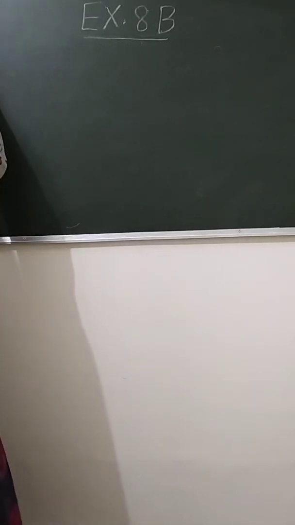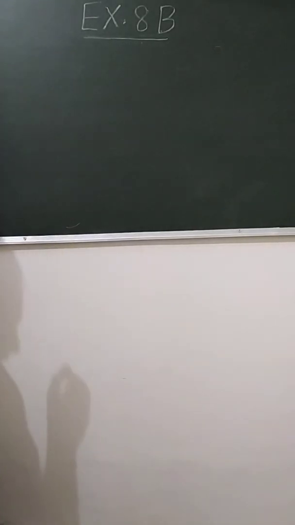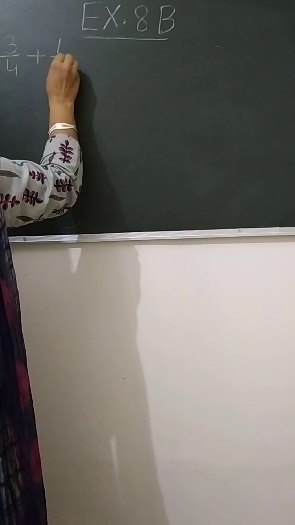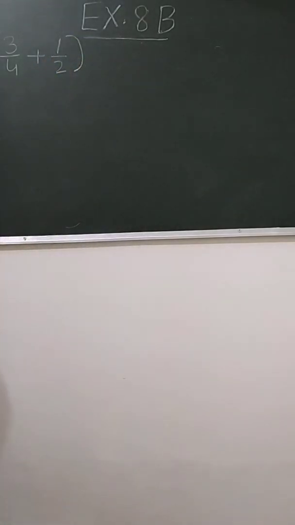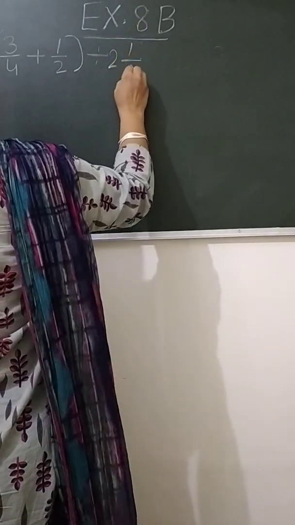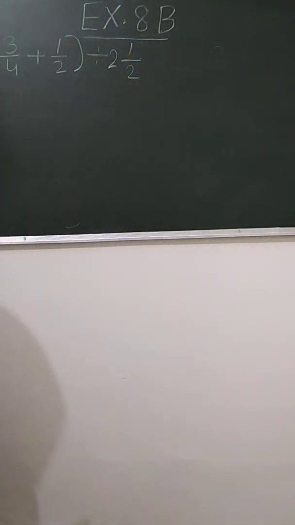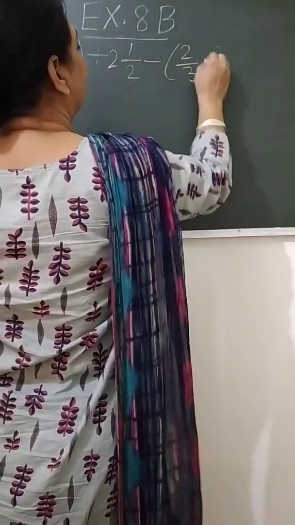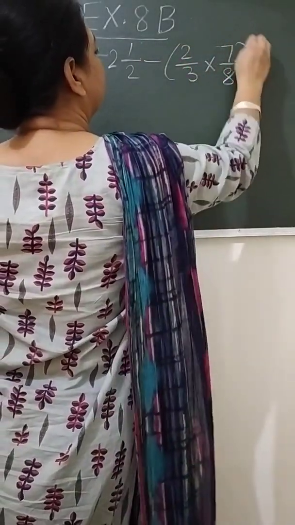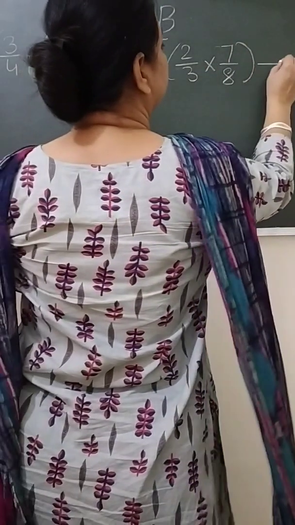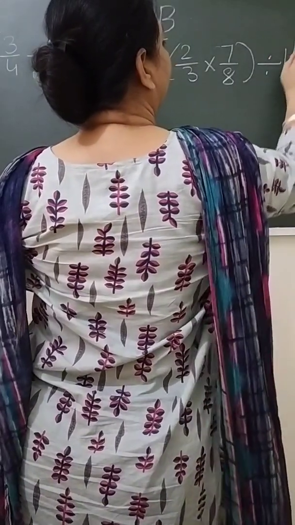Question number 16. This question is 3/4 + 1/2 divided by 1 1/2 − 2/3 × 7/8 divided by 1/4.